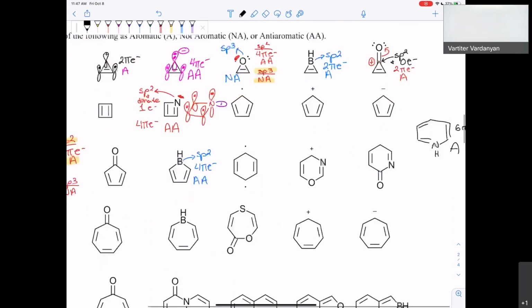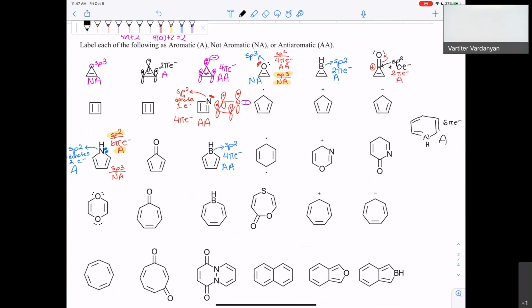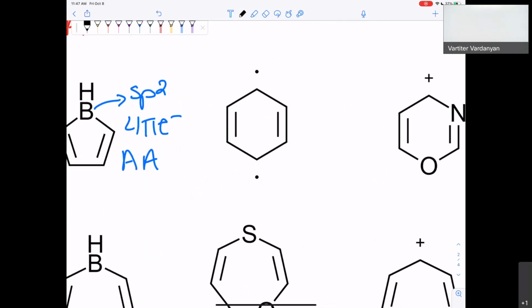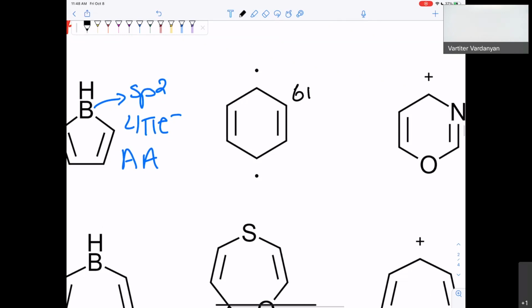Yeah, okay, so basically, those are radicals, and they're kind of ugly because the program I used was just kind of ugly. So let's say we have this guy, right? Is he cyclic? Is he planar? Yeah, we can assume so. Is it fully conjugated? Yes. So the reason it is aromatic is because radicals are sp2. And let's count the electrons, right? So how many electrons do we have total? 6. So we have 6 pi electrons. So it is aromatic.